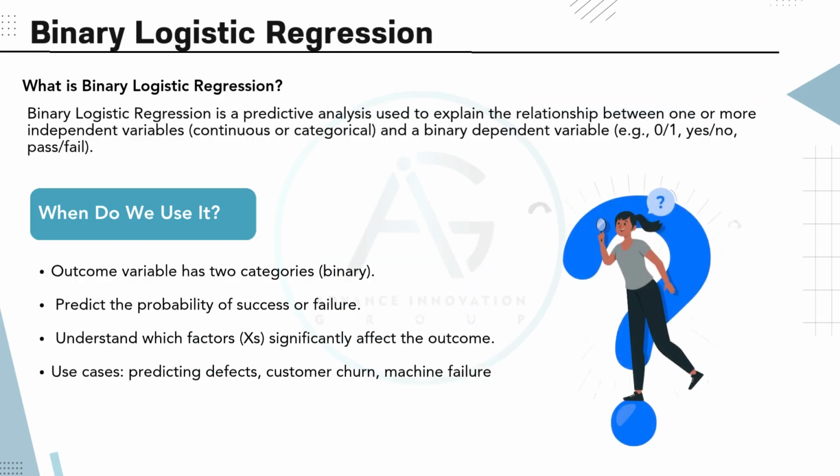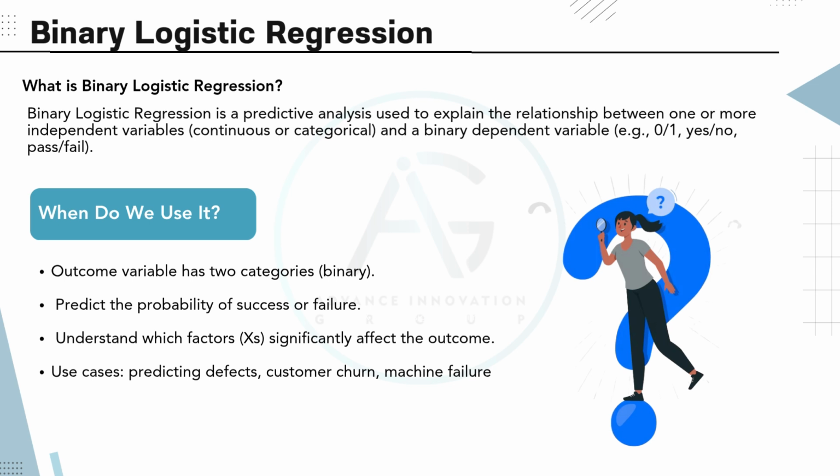Let's take a moment to clearly define what binary logistic regression is and when we use it. Binary logistic regression is a predictive analysis technique that helps us explore the relationship between one or more independent variables, which can be continuous or categorical, and a binary dependent variable. Binary means there are only two possible outcomes, such as pass or fail, defective or non-defective, 0 or 1, yes or no. So, when should we use binary logistic regression?